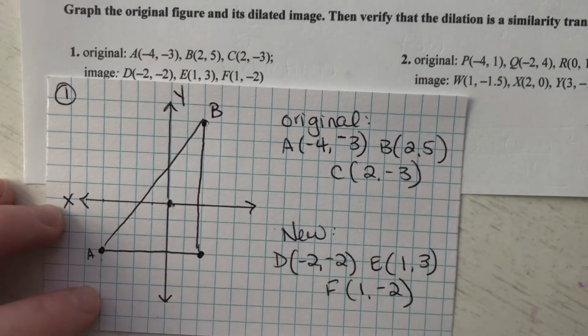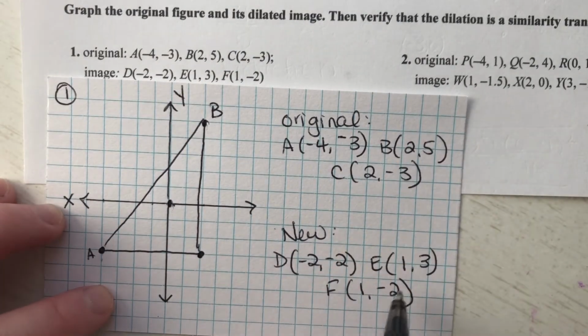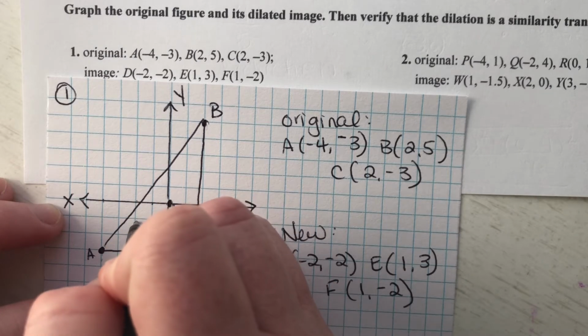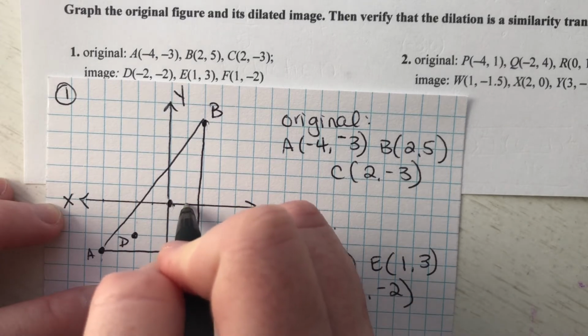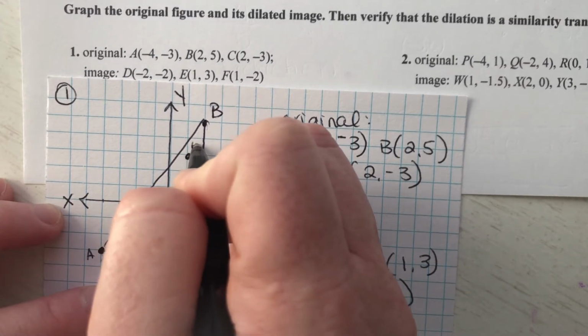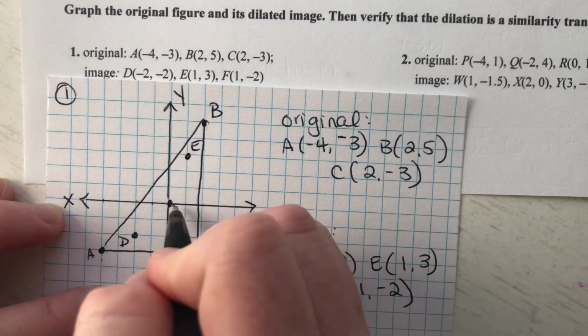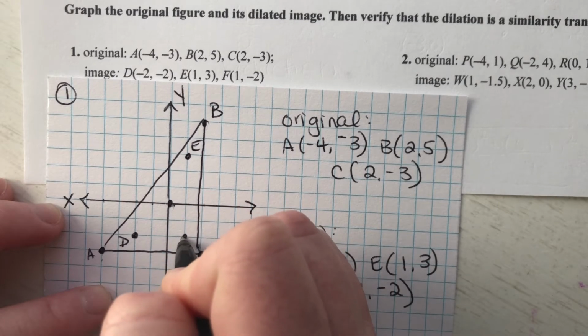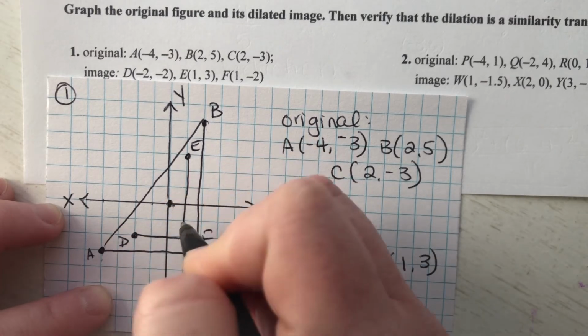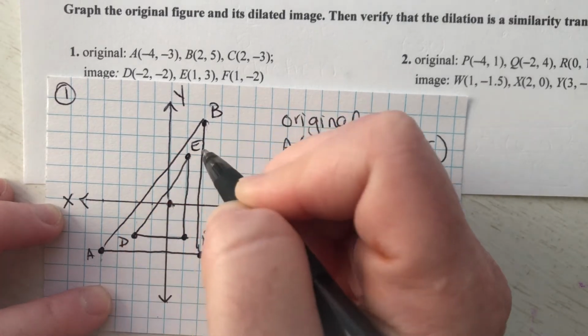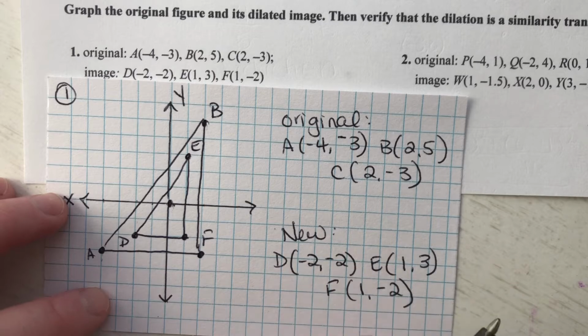So it's a right triangle. And then for the second one, the new image, -2, -2, that's point D. E is over 1 up 3, and F is over 1 down 2. Well, it certainly looks similar, right? But we have to make sure that it is.